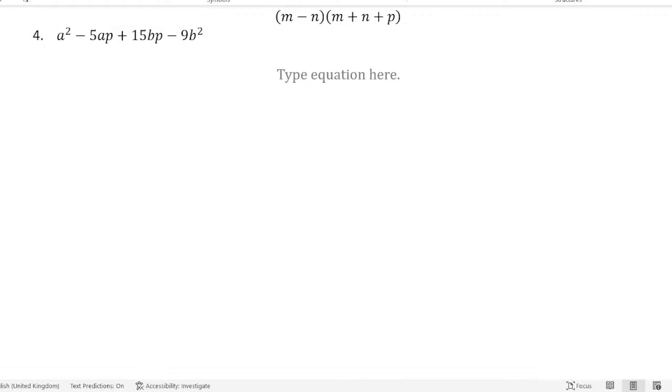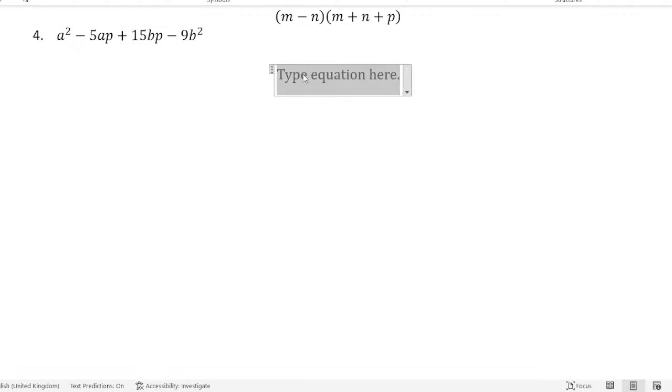All right, I believe we are done now. Okay, let's do the corrections. Here we have a squared minus 5ap plus 15bp minus 9b squared. Now we have to group these two together and group these two together.